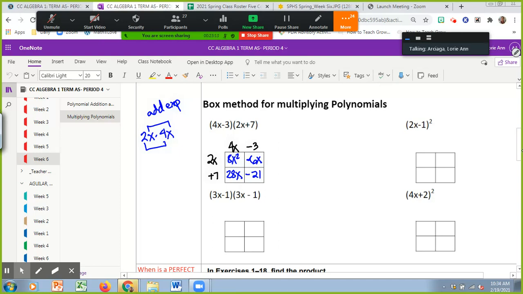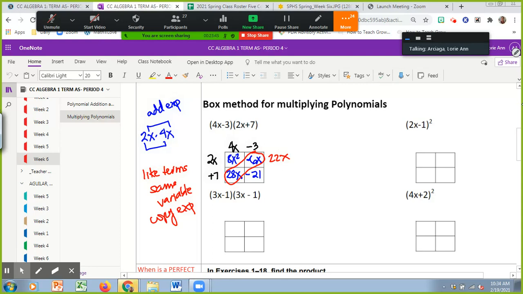Okay, so it doesn't stop there though. If you look at the diagonal, those are like terms. They're similar terms, right? Why? Because they have the same variable. And if they have the same variable, you do not add the exponent. So you copy the exponent. All right? So for the diagonal portion, we have 28x minus 6x. It's like 28 apples minus 6 apples. So you're going to have 22x, right?